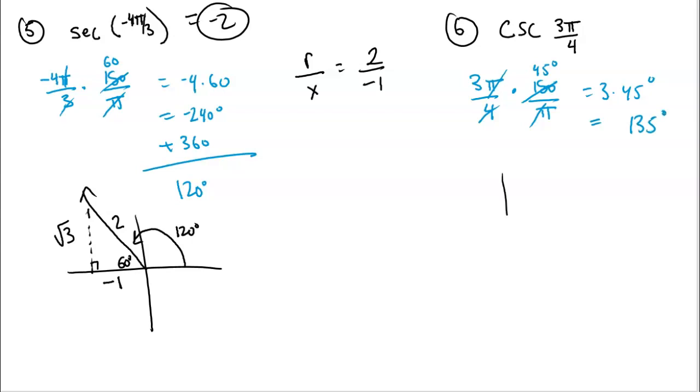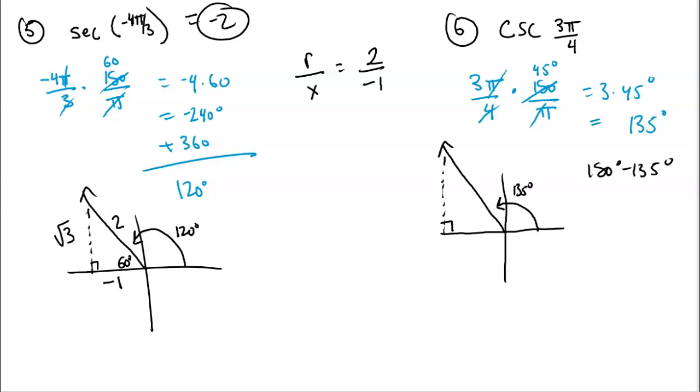What do I know about 135? We haven't seen this one yet. It's in my second quadrant. I keep picking second quadrants, not on purpose, I'm just thinking these numbers. I need to find my reference angle, so I'm going to say 180 minus 135. This will give me my lovely reference angle of 45 degrees.